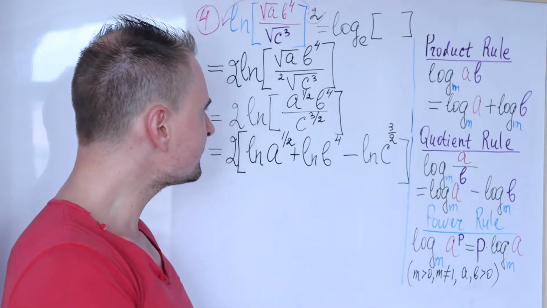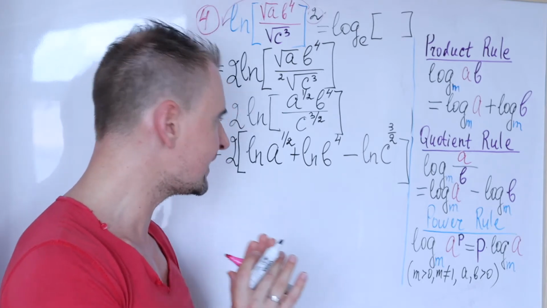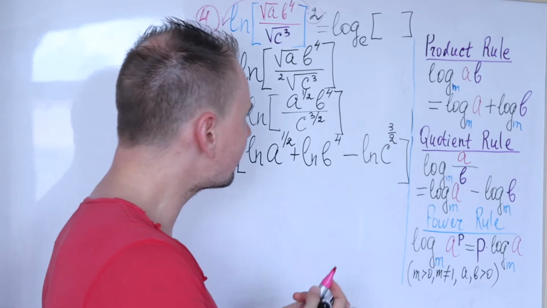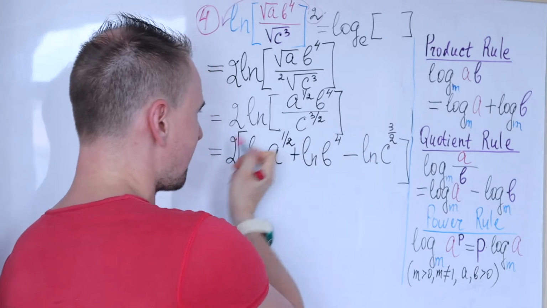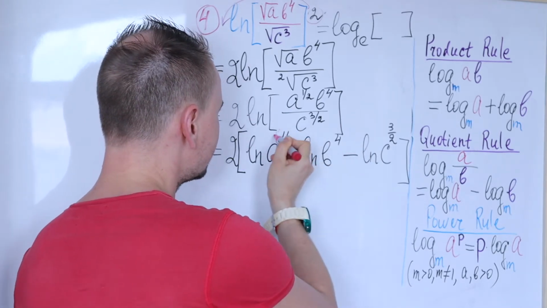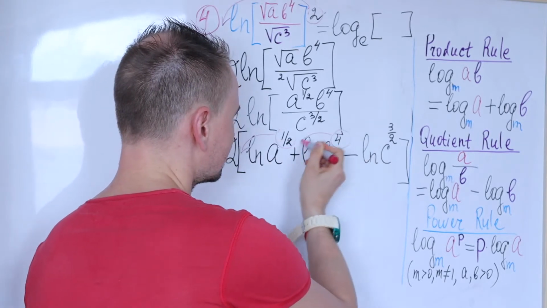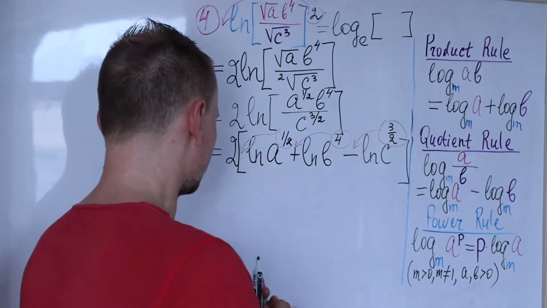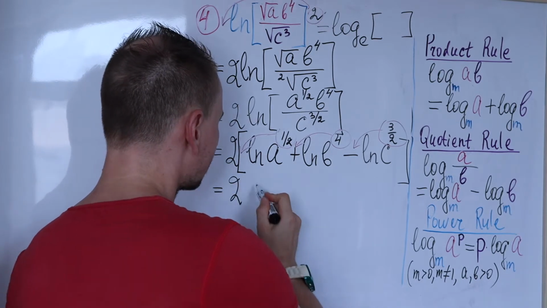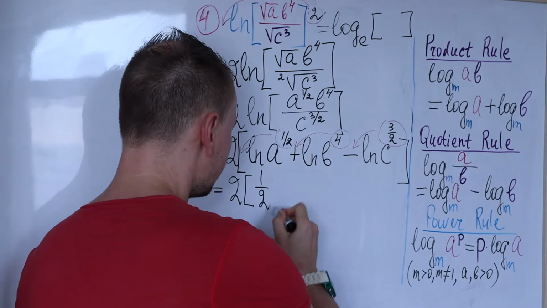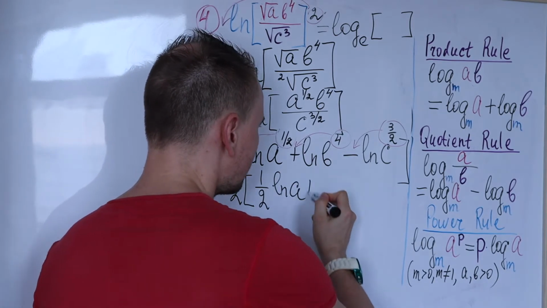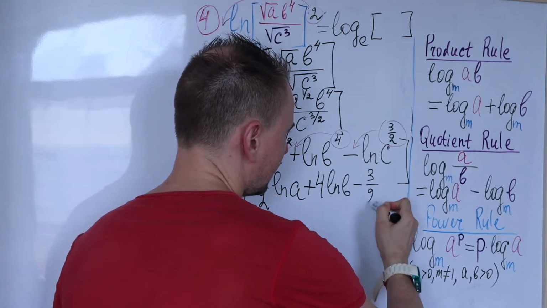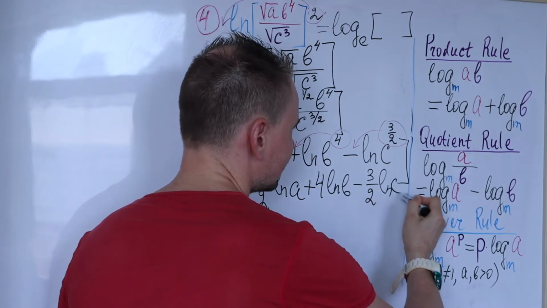Alright, so keep simplifying, keep expanding, keep stretching it out. So since you have powers 1 over 2, 4, 3 over 2, drag them down as coefficients in front. So keep this 2 out front. So it simply becomes a half being multiplied by ln of A plus 4 ln of B minus 3 over 2 ln of C.